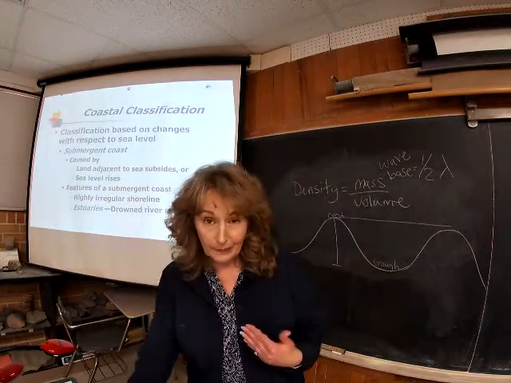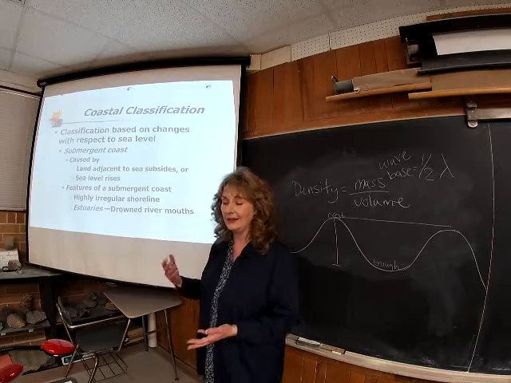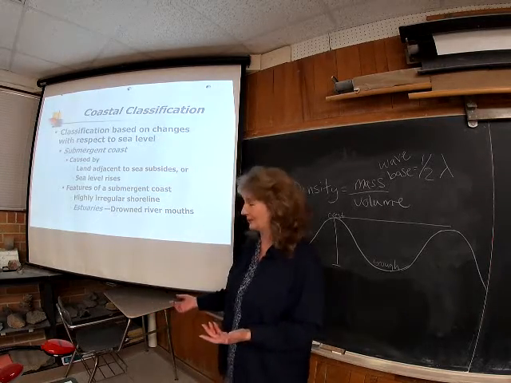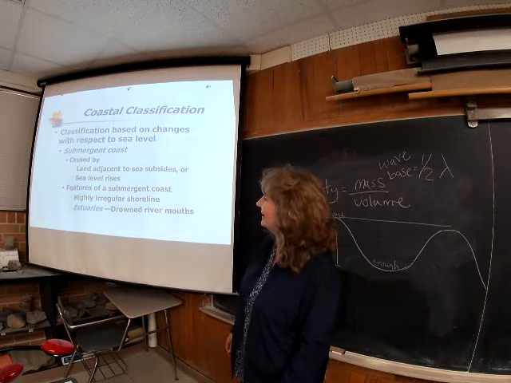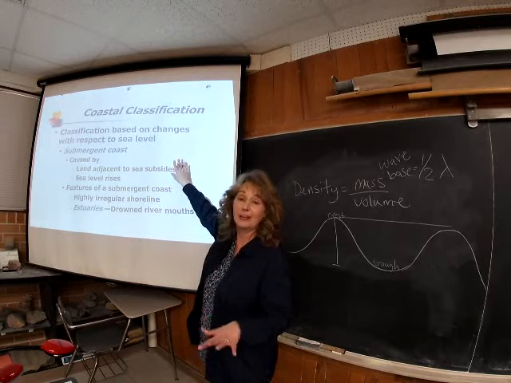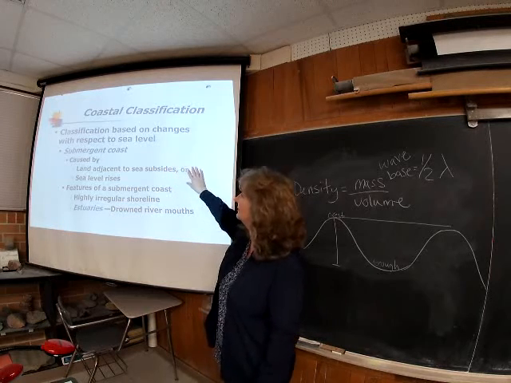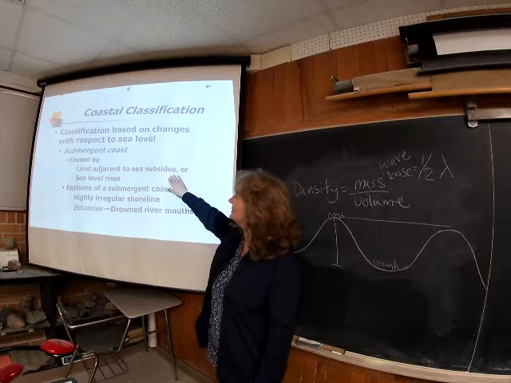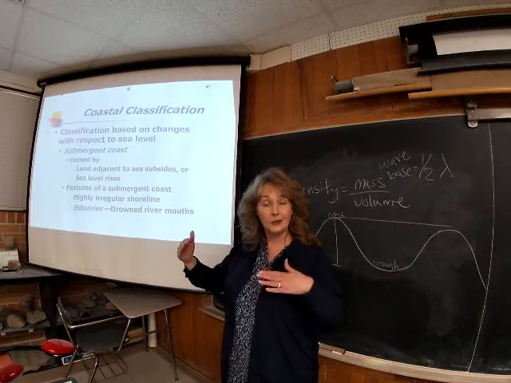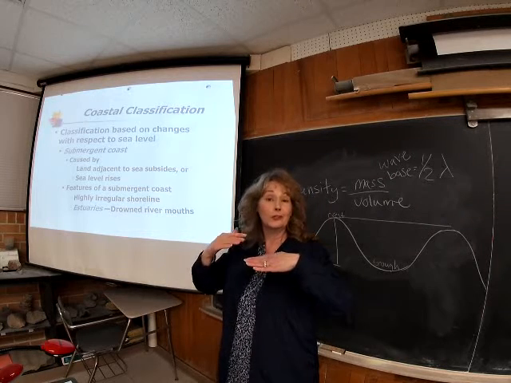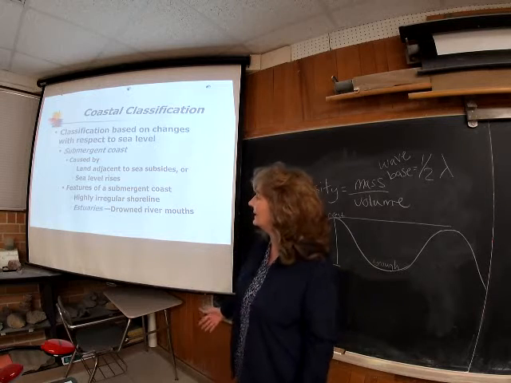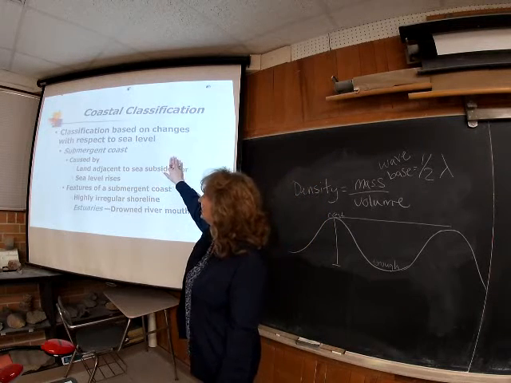Okay, submergent coastline. You can think of our East Coast for that, the opposite side there. Here, submergent means it's going below sea level. The land adjacent to the sea is subsiding, or your sea level is rising. In either case, the ocean or the sea is encroaching and submerging the land, and that's known as a submergent coast.